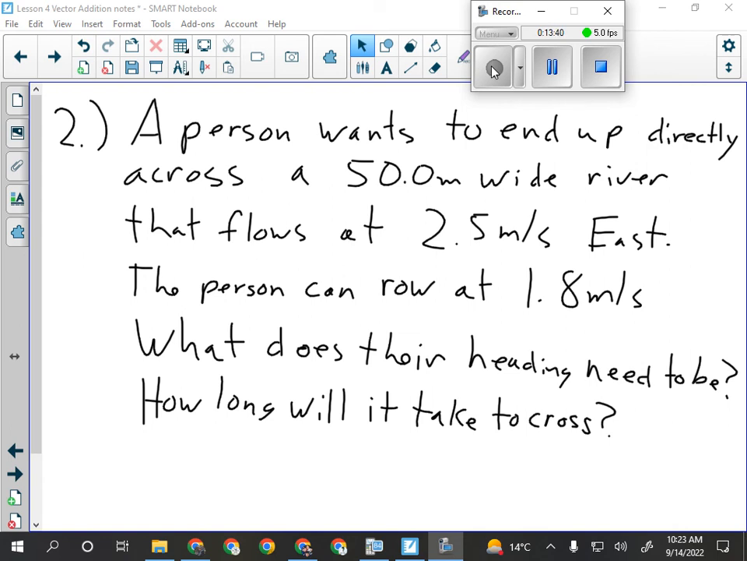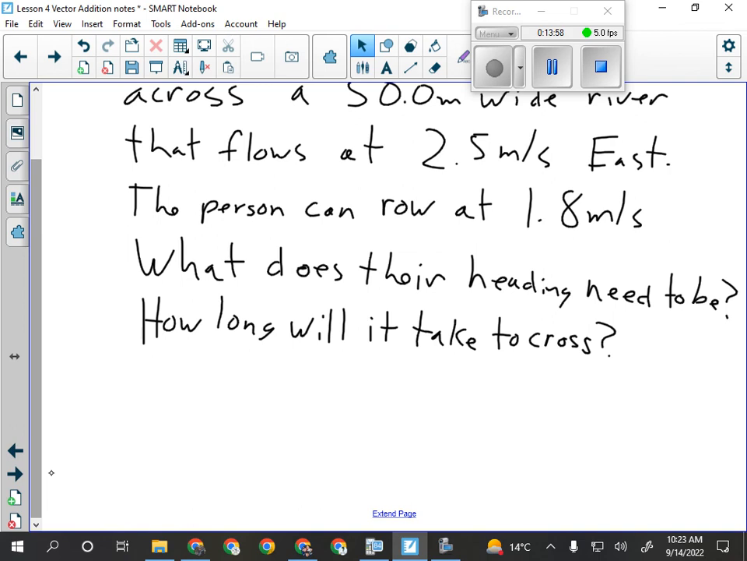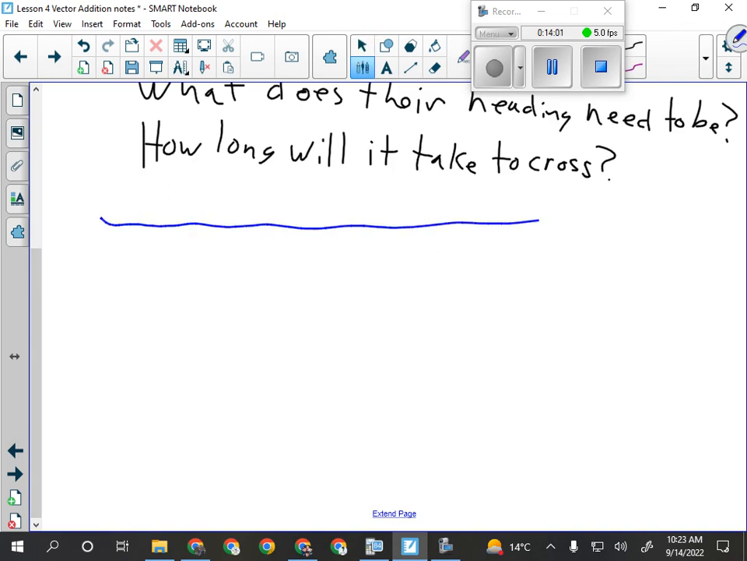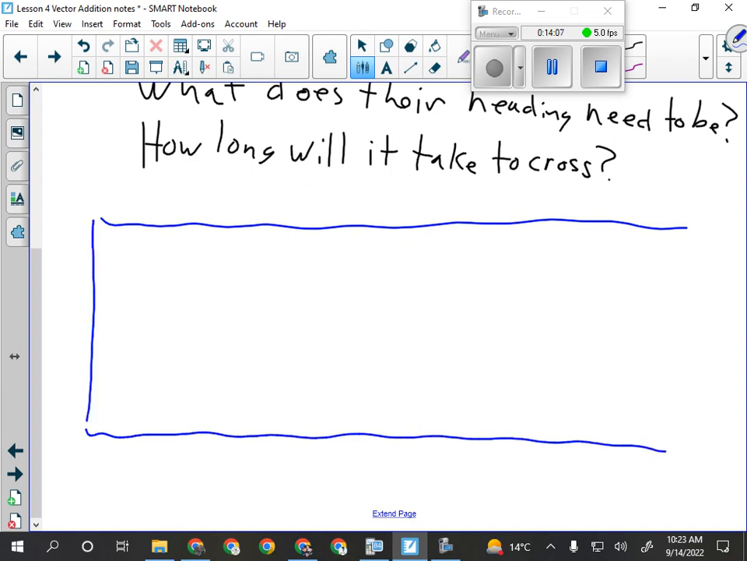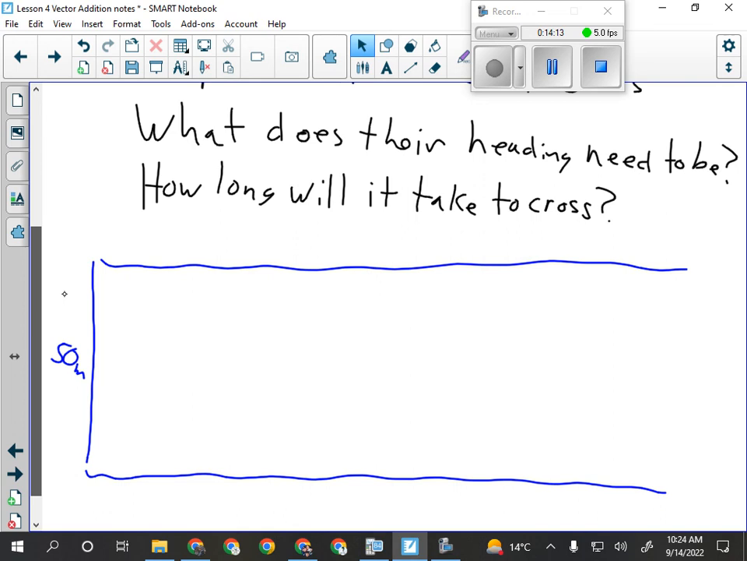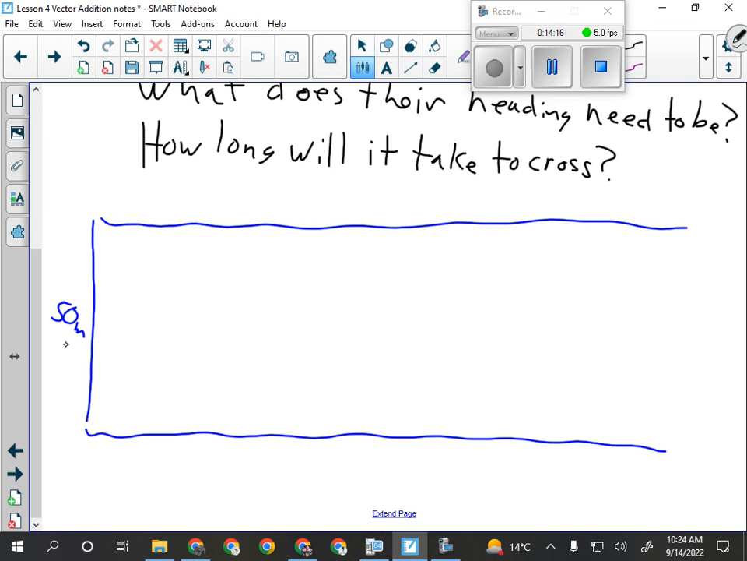Okay, so this one, the diagram really throws people, because for the first time, our resultant is not the hypotenuse of the triangle. So it's going to look strange. So here's our river. We know that it's 50 meters wide. We know the person can row at 1.8 meters per second, and they want to end up going across. So we know that the resultant needs to look like that.